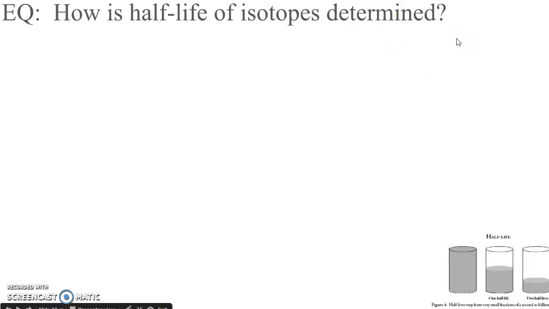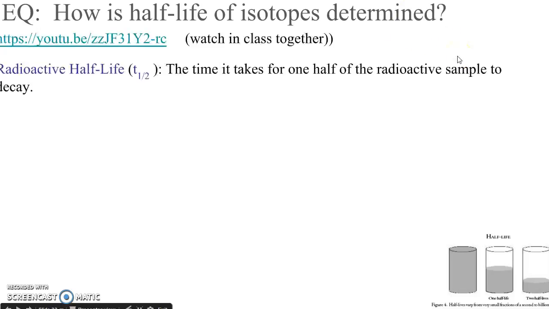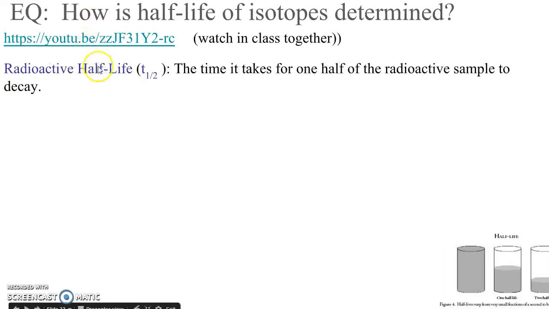Half-life shouldn't be new to you. This is a concept you should cover in biology as well as chemistry. We are going to watch this particular video in class together, so don't worry about watching that. But the definition of radioactive half-life is the time it takes for half of a radioactive sample to decay. So if I had 10 grams of something, how long would it take it to decay to 5 grams? So just half of the sample.